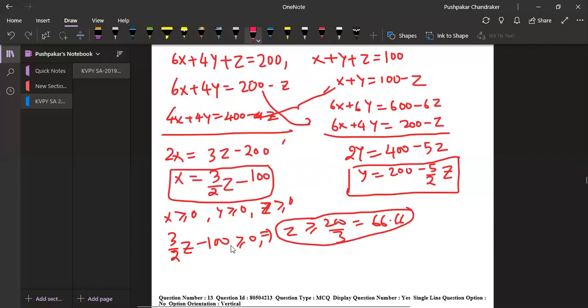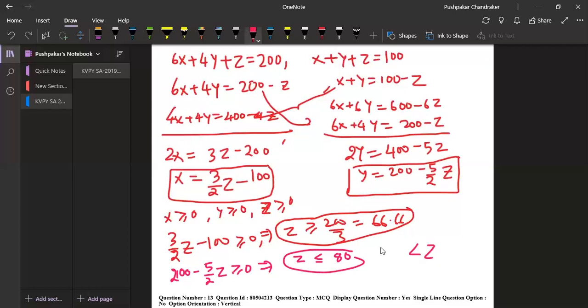And another equation is this one, y should also be positive. So you get 200 minus 5 by 2 z should be greater than or equal to 0. So that gives z should be less than or equal to 80. Let's verify 5 by 2 z. Correct. So based on these two, I can write z lies between 66.66 to 80. Now, this is not a guaranteed solution.